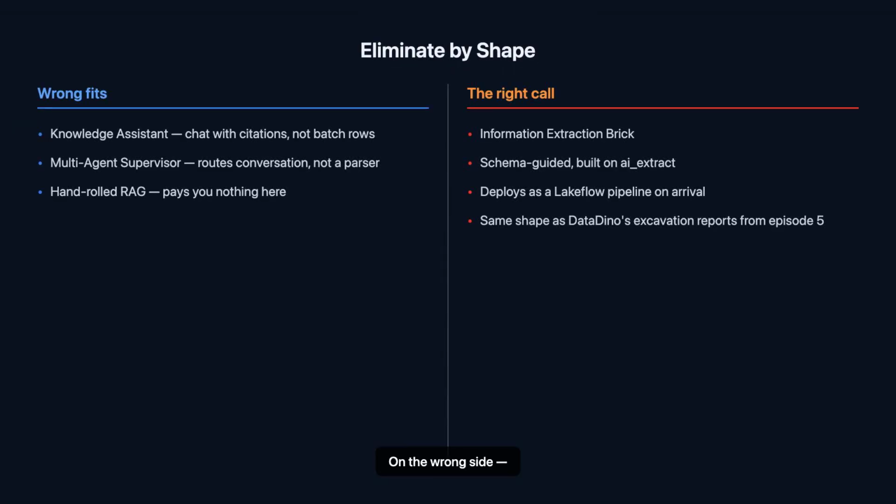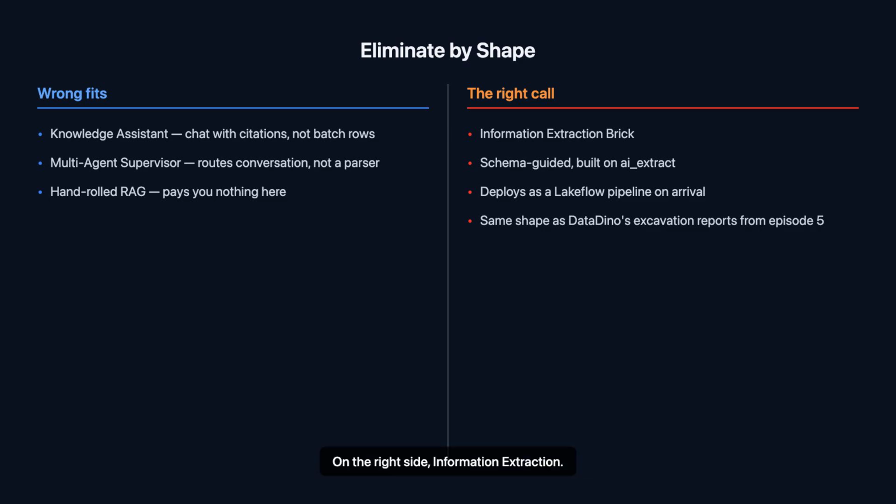On the wrong side, Knowledge Assistant is built for chat with citations, not batch rows into a table. Multi-agent Supervisor routes a conversation between specialists. It isn't a parser, and hand-rolling RAG here pays you nothing. You'd be reinventing a brick that already exists.